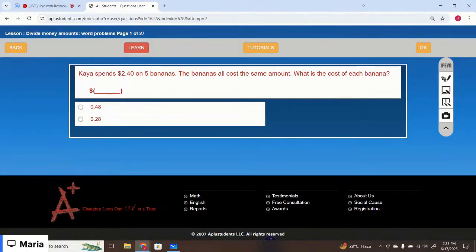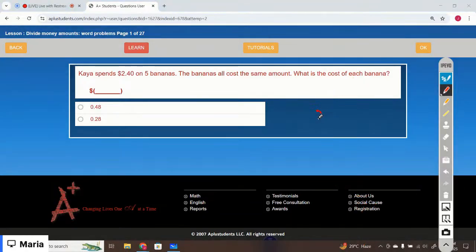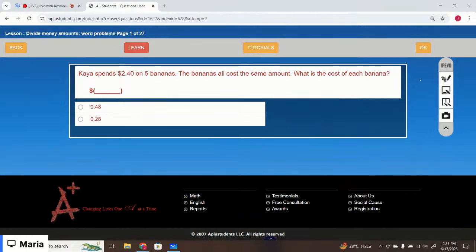So 2.40 divided by 5. So 5 times 8 is 40, that is 0.48. Option number 1 is the correct option that is 0.5.